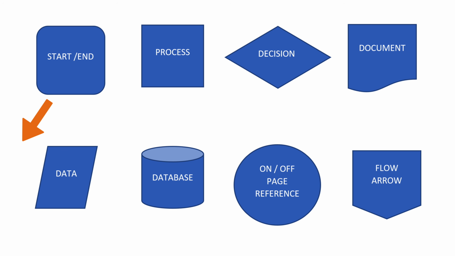These shapes are used to start and end a flowchart, and to mark a process, decision, document, data, database, on-page or off-page reference, and of course there's the flow arrow.